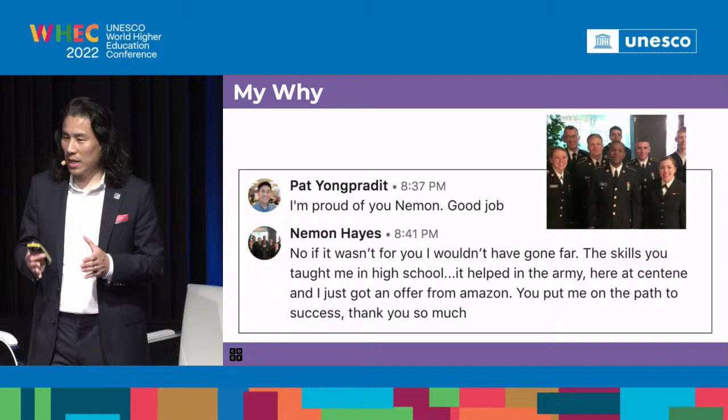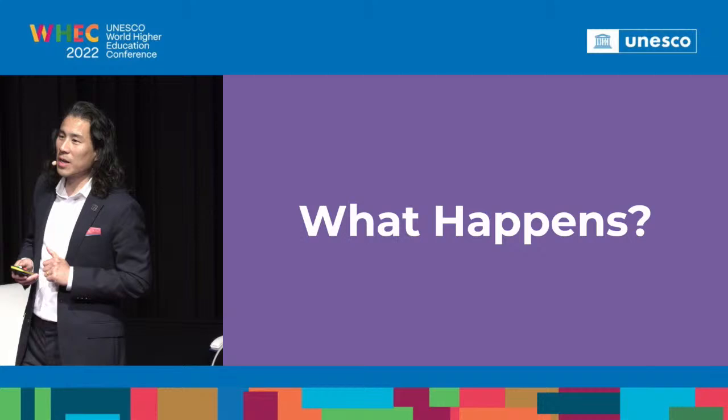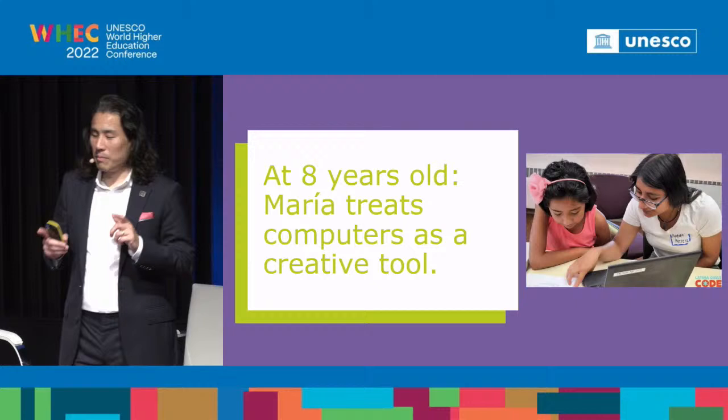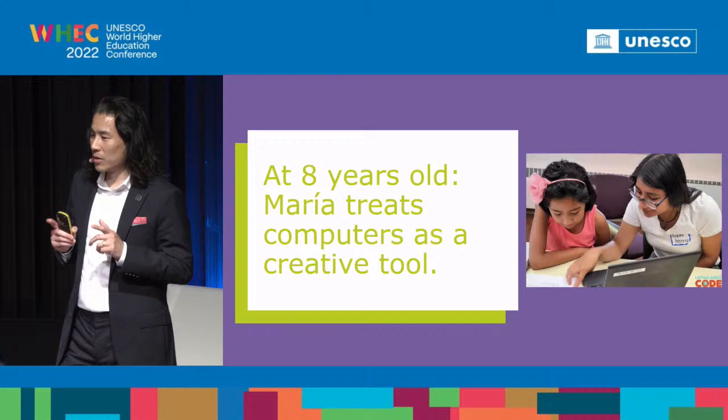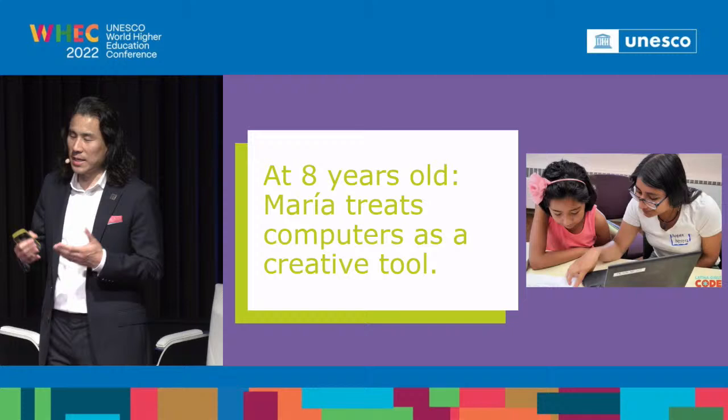So my presentation is all about what happens when students and teachers learn computer science. So let's talk about that. And I want to talk about Maria. So Maria, at 8 years old, if she learns computer science, she would learn to treat computers not as an entertainment tool. You know, a lot of students these days, they see a computer and they think, fun, exciting. They just want to go to the internet, play video games, etc.